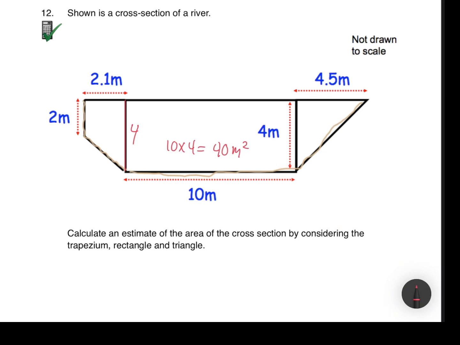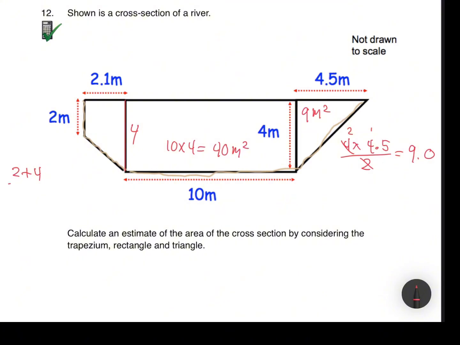Then after that, in this triangle, we all know that the area of a triangle is base times height divided by 2. So 4 times 4.5 over 2, and the answer is 9, because we can cut 4 and 2 there. So 4 divided by 2 is 2, and then 2 times 4.5 is equal to 9. So the area of this triangle is 9 meters squared.